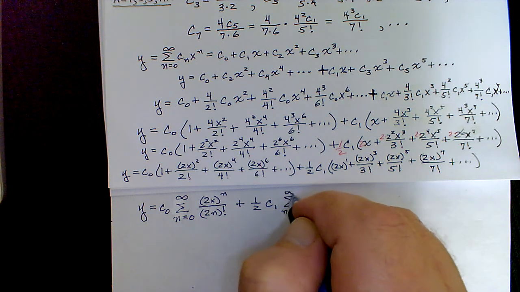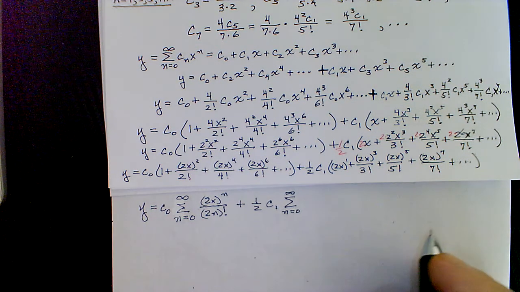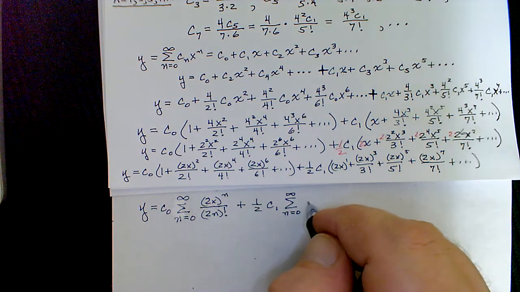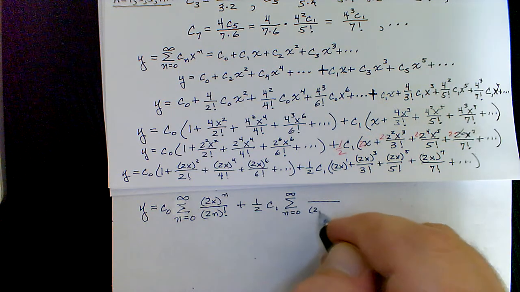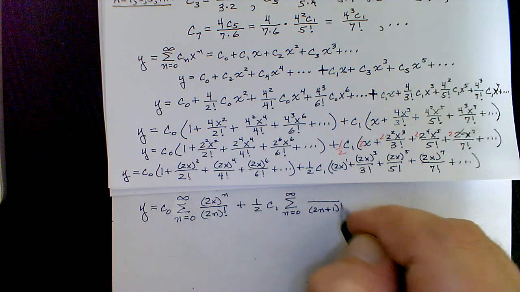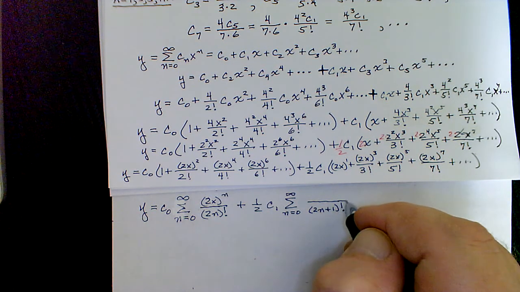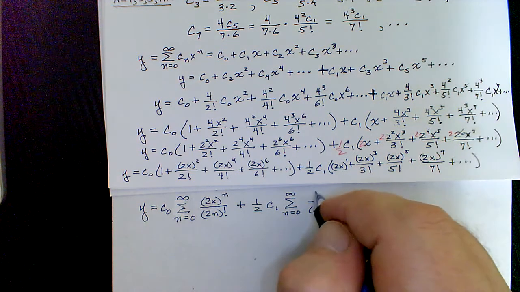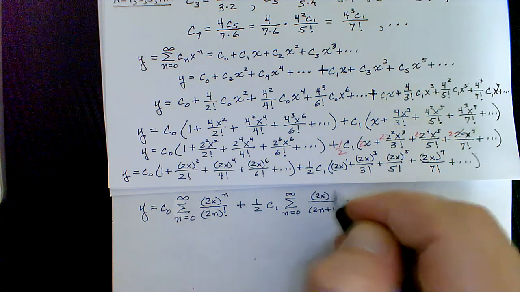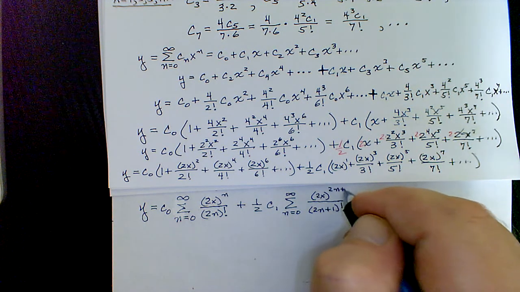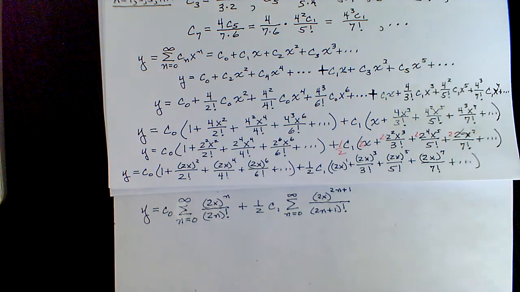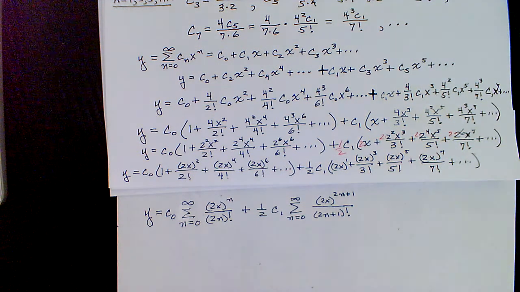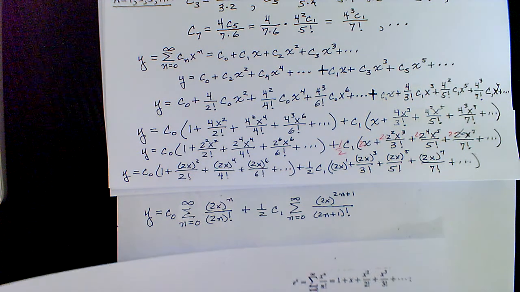Or actually, no, let's take care of it now. So now we've got odd factorials. So that's 2n plus 1 as a quantity factorial. And then odd powers on 2x. So 2x is a quantity raised to the 2n plus 1 power. Okay, and then back to our little table.